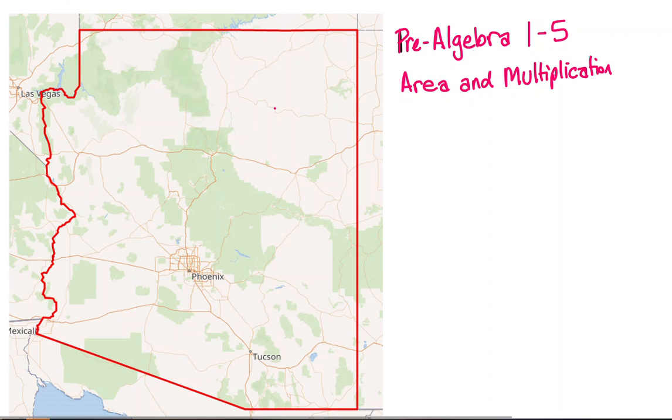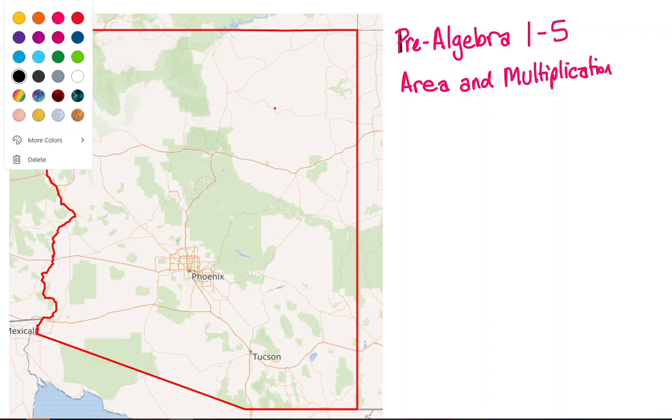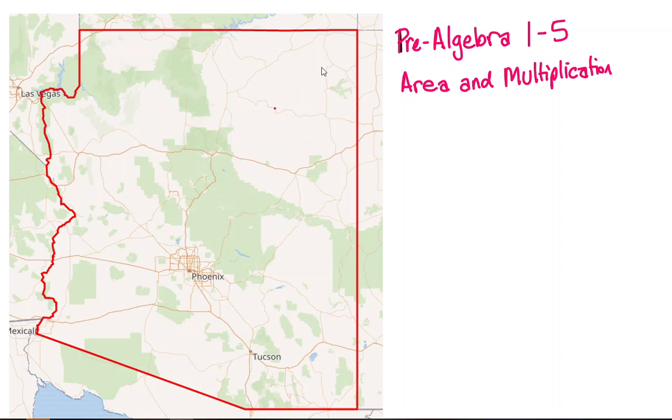So let's see, let's get a nice color here. We're going to take the state of Arizona and we're going to find its area. In order to do that, I need to know the dimensions. I need to know the length and the width. The state of Arizona is kind of like a rectangle, but it's not exactly. So we're going to do some estimating here.